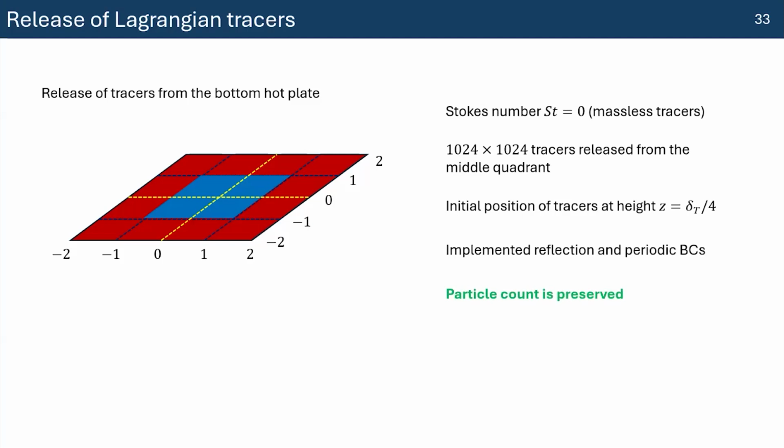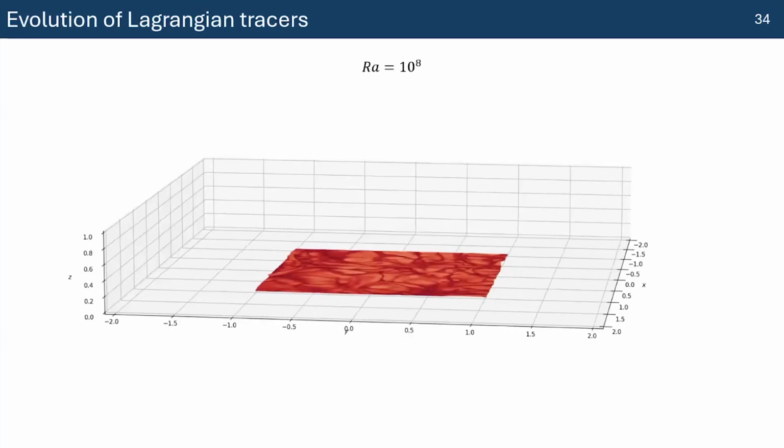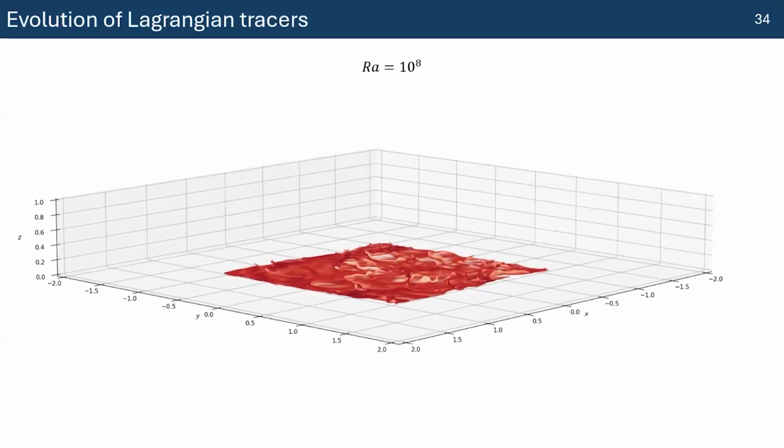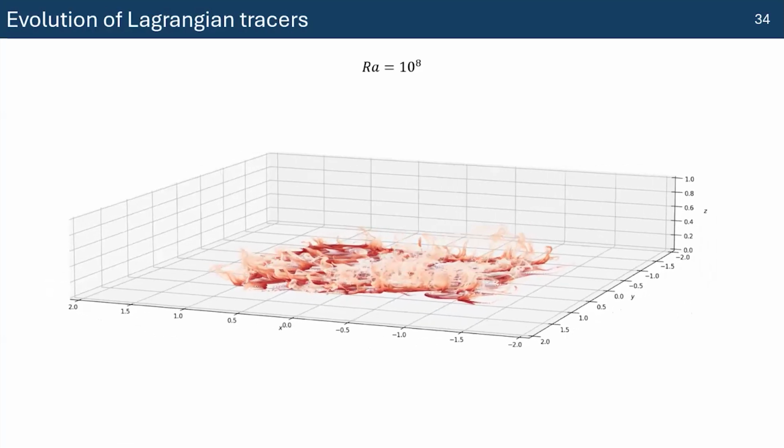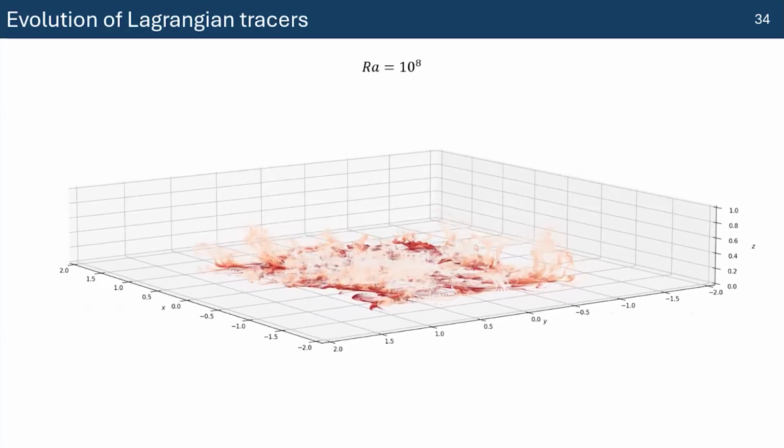And then we implemented reflection such that if any particle goes towards the wall, it will be sent back. And if any particle tries to move through the left or right, it will be sent from the other end through periodic boundary conditions, such that the particle count is perfectly preserved. We perform these simulations for Rayleigh numbers ranging from 10 power 5 to 10 power 11. Initially, for 10 power 8, we can see how the particles rise up with the plumes.